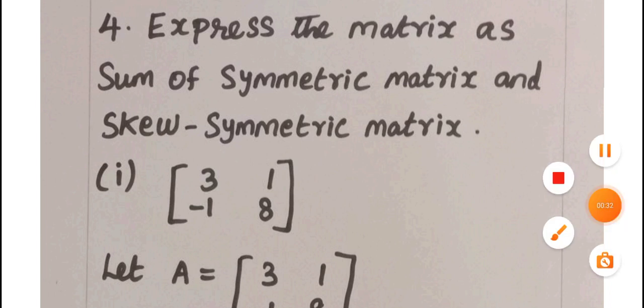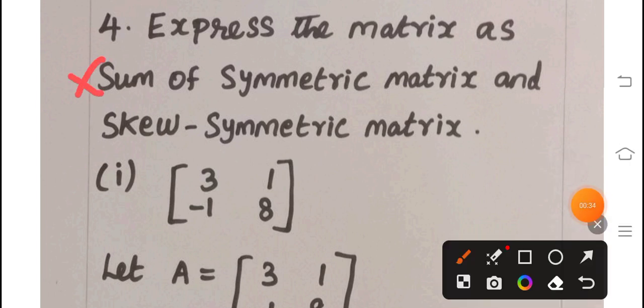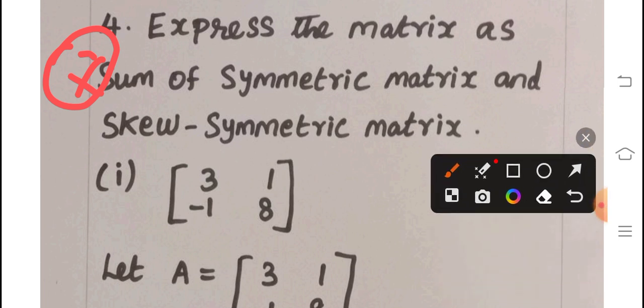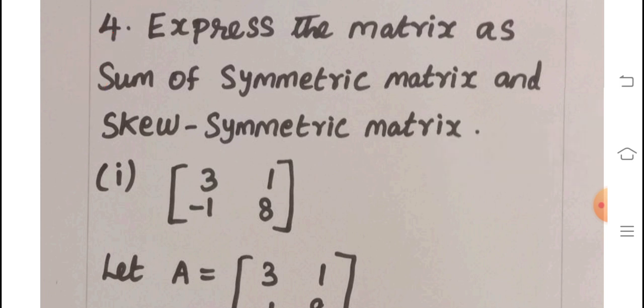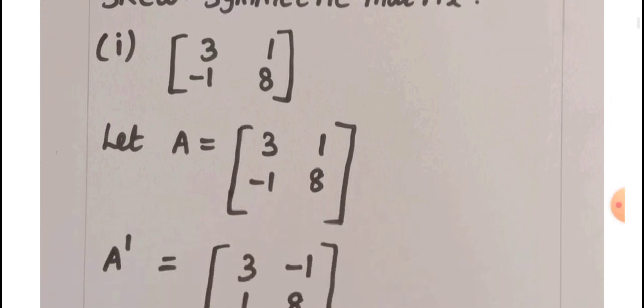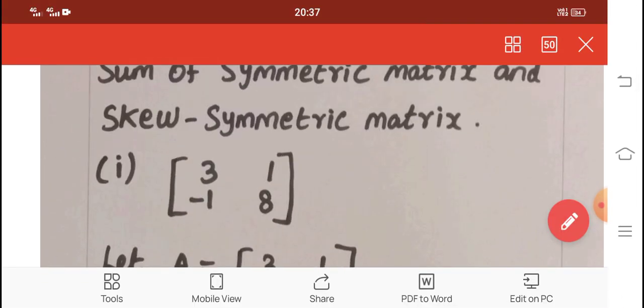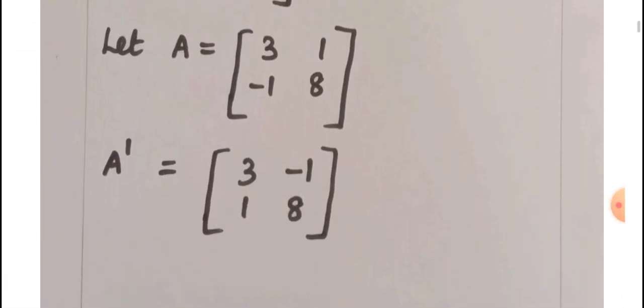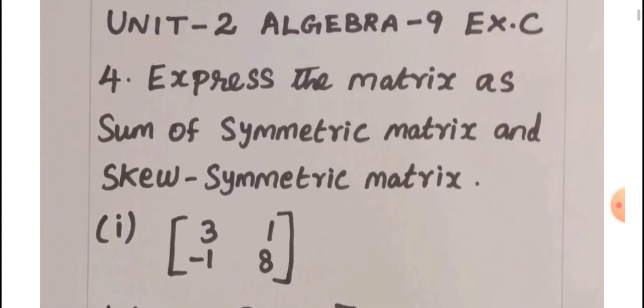This model is important. You can expect this model in 2 marks as well as 3 marks. So how are you going to do this type of sums? Let us discuss, children. The first subdivision is the matrix 3 1, minus 1 8. We are considering it as A. First, we are going to do the transpose. First, understand what is given in the question.